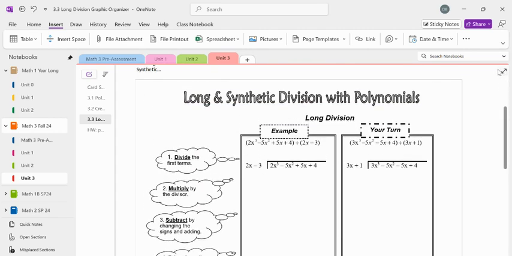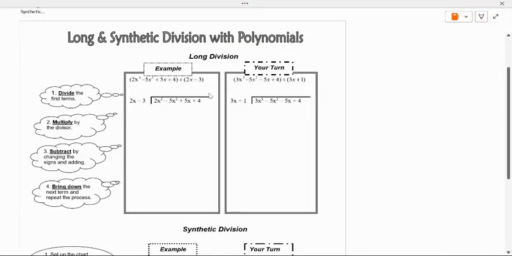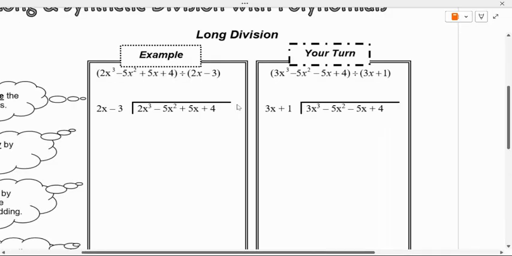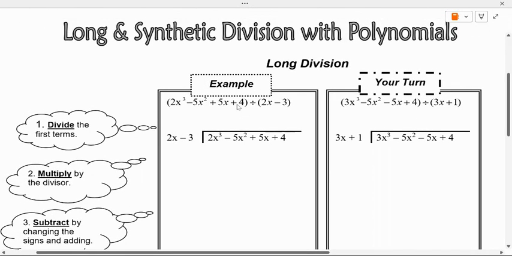We're on your pink sheet, and it should look something like this. I see the screen is frozen. I'm fixing it. I'm trying to get everything nice and big. So the pink sheet should look something like this, and we're going to do some practice problems on the back.